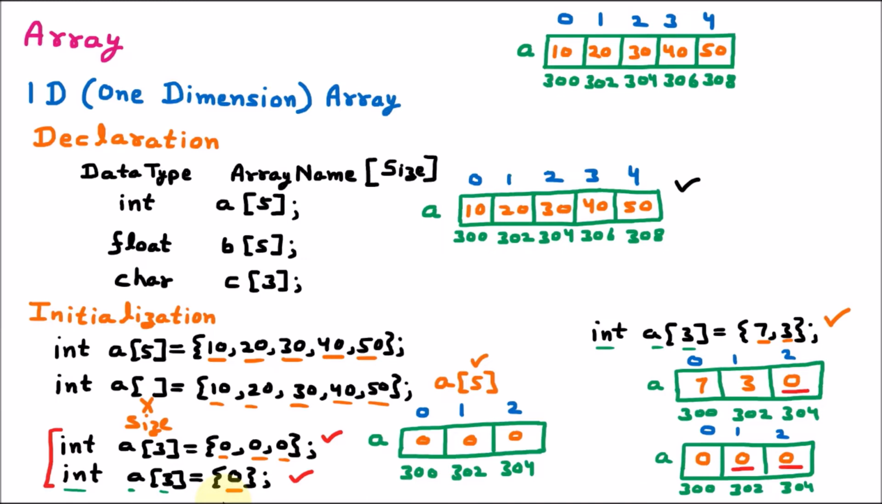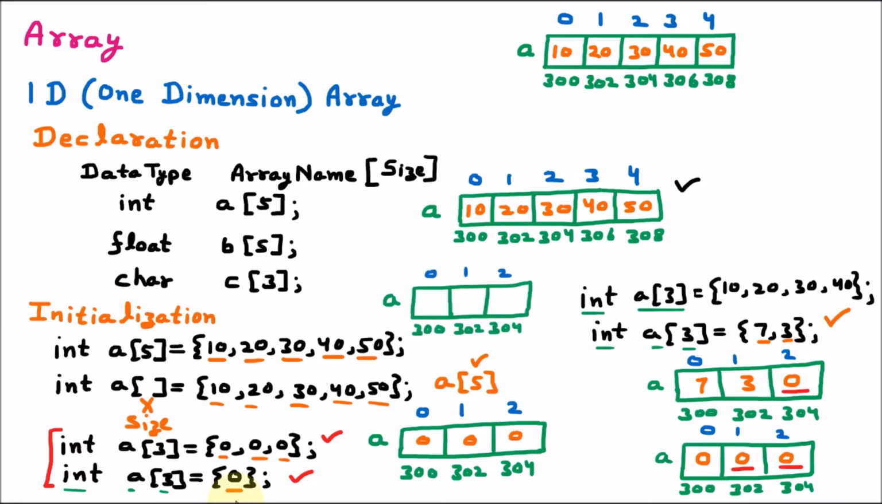Now we are taking one more example here. Let us suppose that we are writing int a[3], and afterward we are providing, let's say, the values 10, 20, 30, 40. Here the array has 3 spaces, but we are providing 4 elements. How will it work? Here we have int a[3], which means we have an array with 3 element spaces.